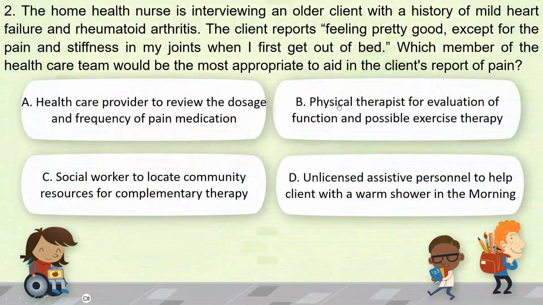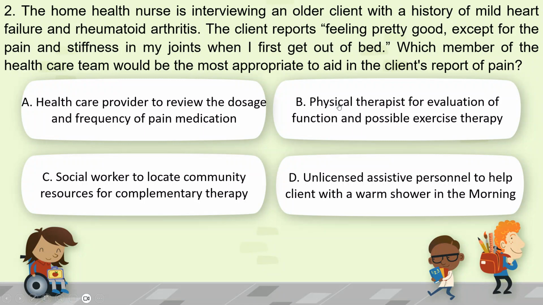Number two, the home health nurse is interviewing an older client with a history of mild heart failure and rheumatoid arthritis. The client reports feeling pretty good, except for the pain and stiffness in my joints when I first get out of bed. Which member of the healthcare team would be the most appropriate to aid in a client's report of pain? A. Healthcare provider to review the dosage and frequency of pain medication. B. Physical therapist for evaluation of function and possible exercise therapy. Letter C, social worker to locate community resources for complementary therapy. Or letter D, unlicensed assistive personnel to help client with a warm shower in the morning.